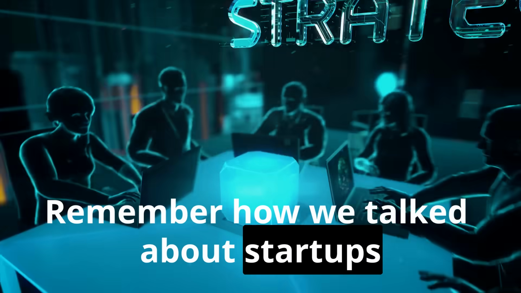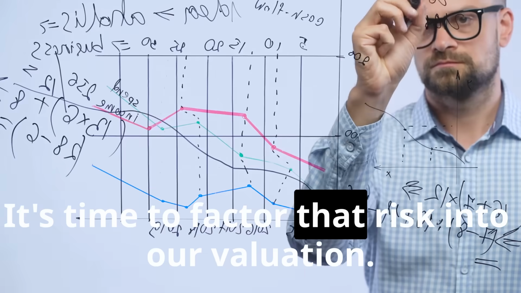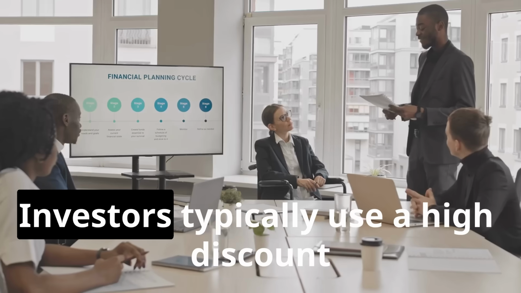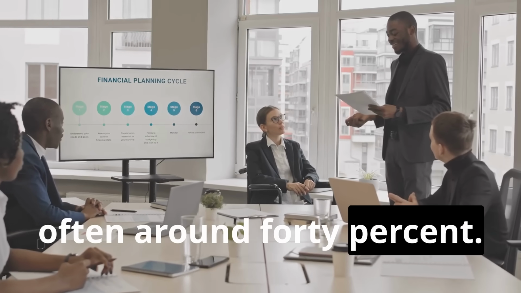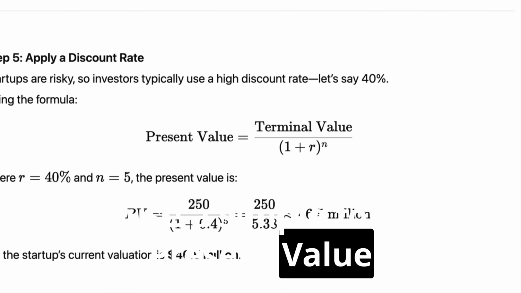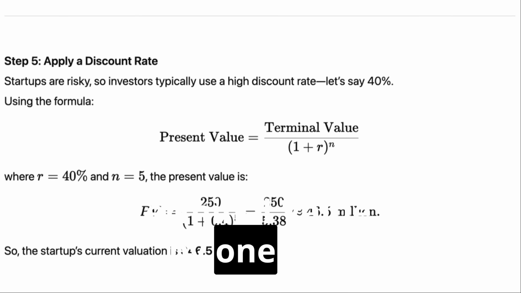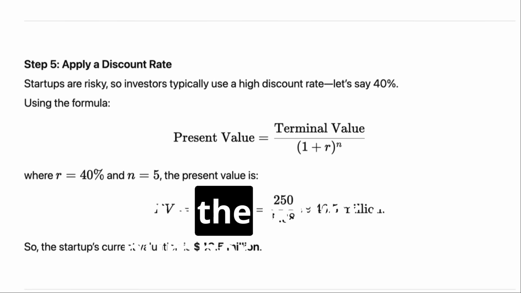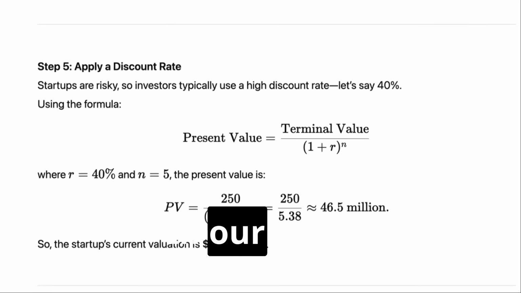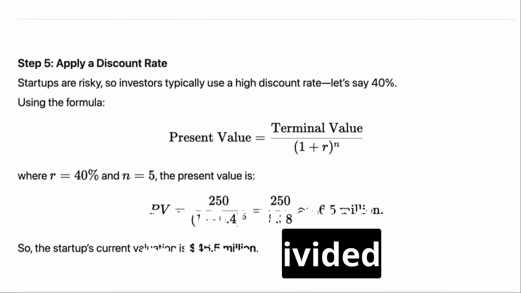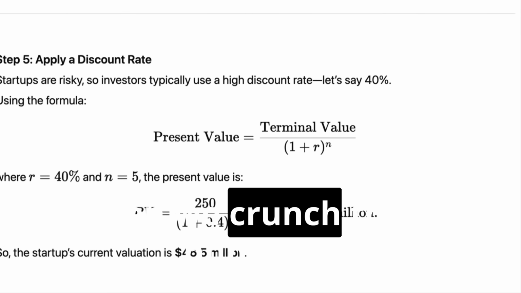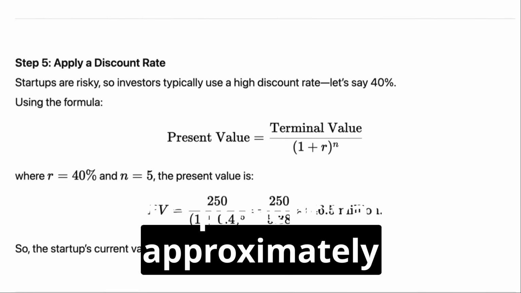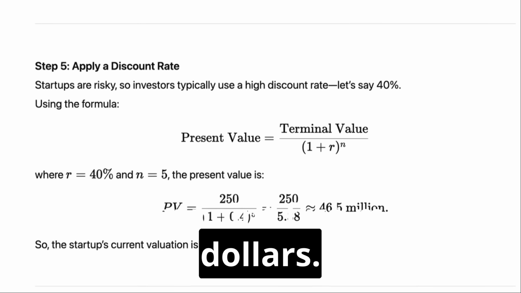Remember how we talked about startups being risky? It's time to factor that risk into our valuation. Investors typically use a high discount rate for startups, often around 40%. We'll use a simple formula: present value equals terminal value divided by 1 plus the discount rate, raised to the power of the number of years. In our case, that's 250 million divided by 1.4, raised to the power of 5. When we crunch those numbers, we get a present value of approximately $46.5 million.